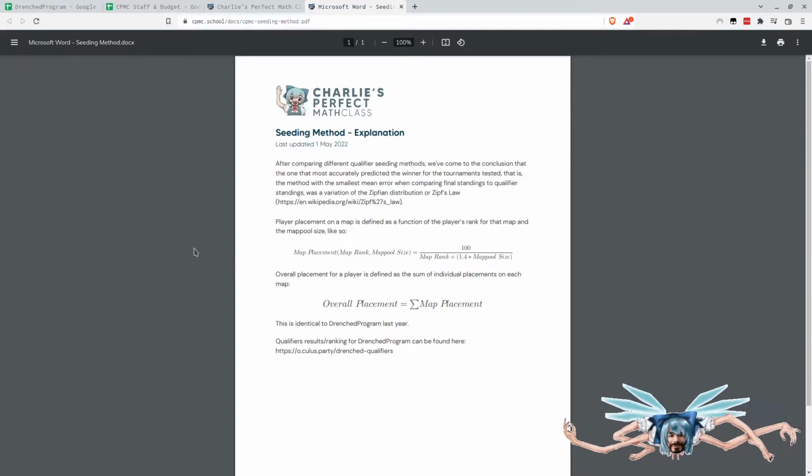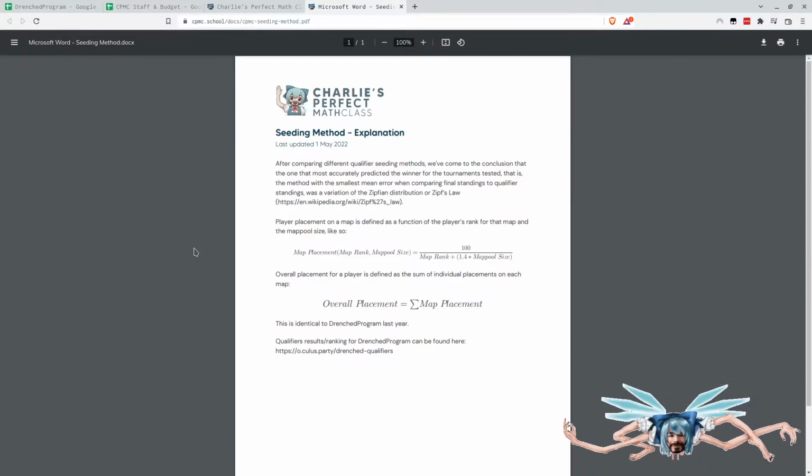The way I went about it was I collected a bunch of data from tournaments. So we took 10 tournaments with Leo. Leo was helping me with this. We took 10 tournaments, and then we compared the qualifier seedings to the tournament results. So basically, the more accurately the qualifiers predicted the tournament results, the better the qualifier system was, and then we gave points based on that.